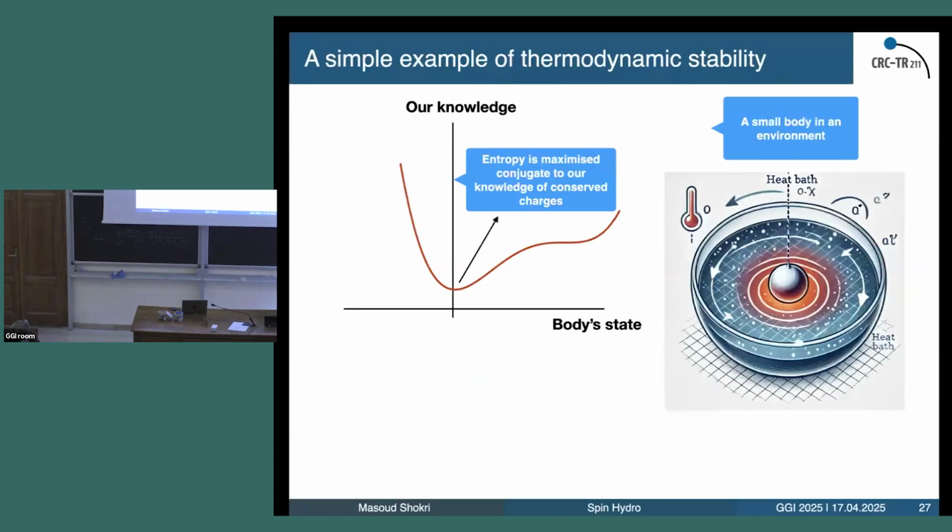Okay, let's go to the price. So basically, I want to talk a bit about thermodynamic stability here.